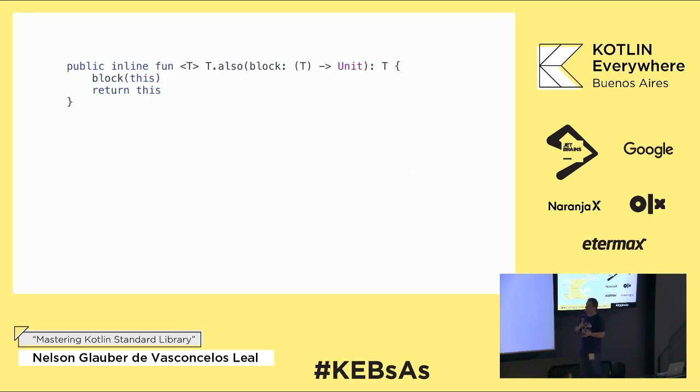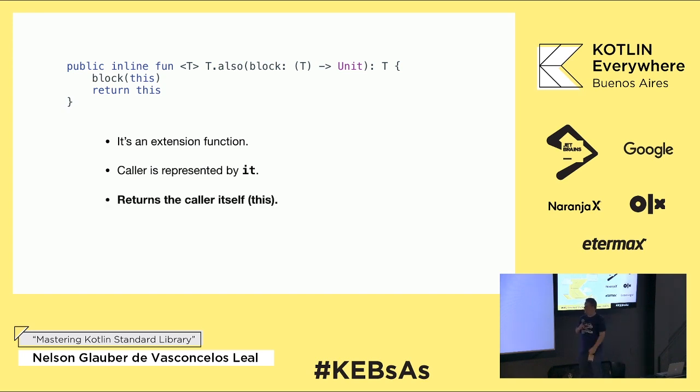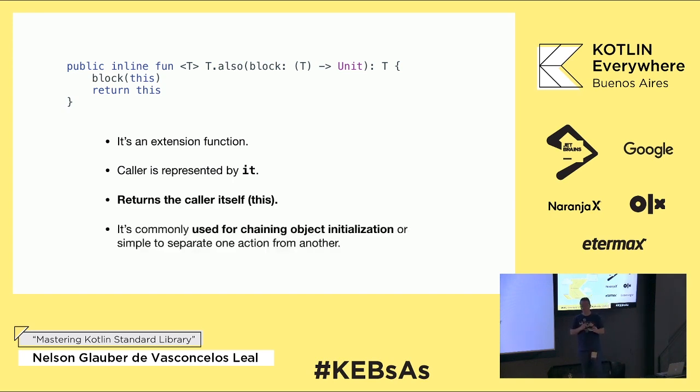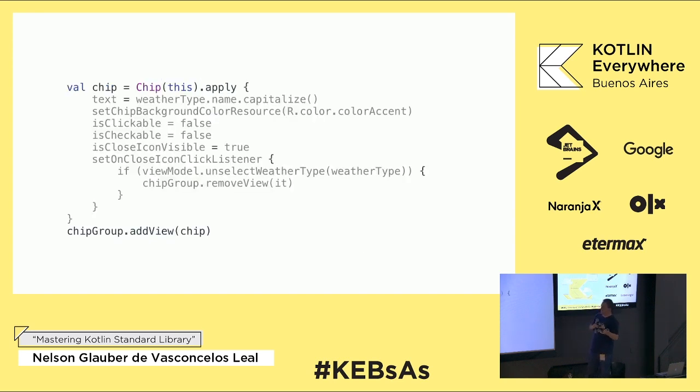The next function is also, which is also an extension function. The color is represented by it. Inside of the lambda, we represent the object by it, or any name that you want. It returns the color itself, and it's commonly used for initialization chaining, or to do something else with the object that you are using. Okay? So let's go back to the previous example.